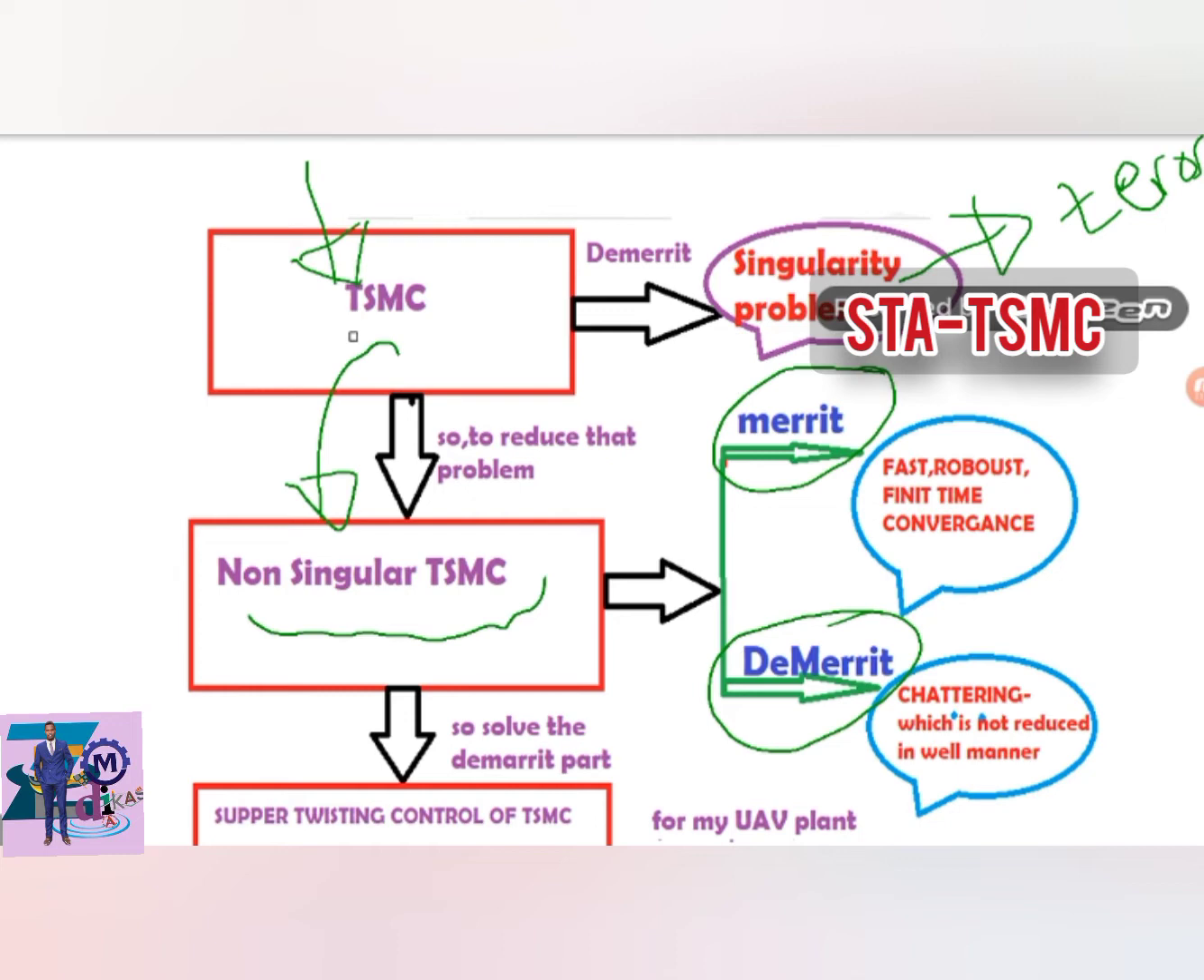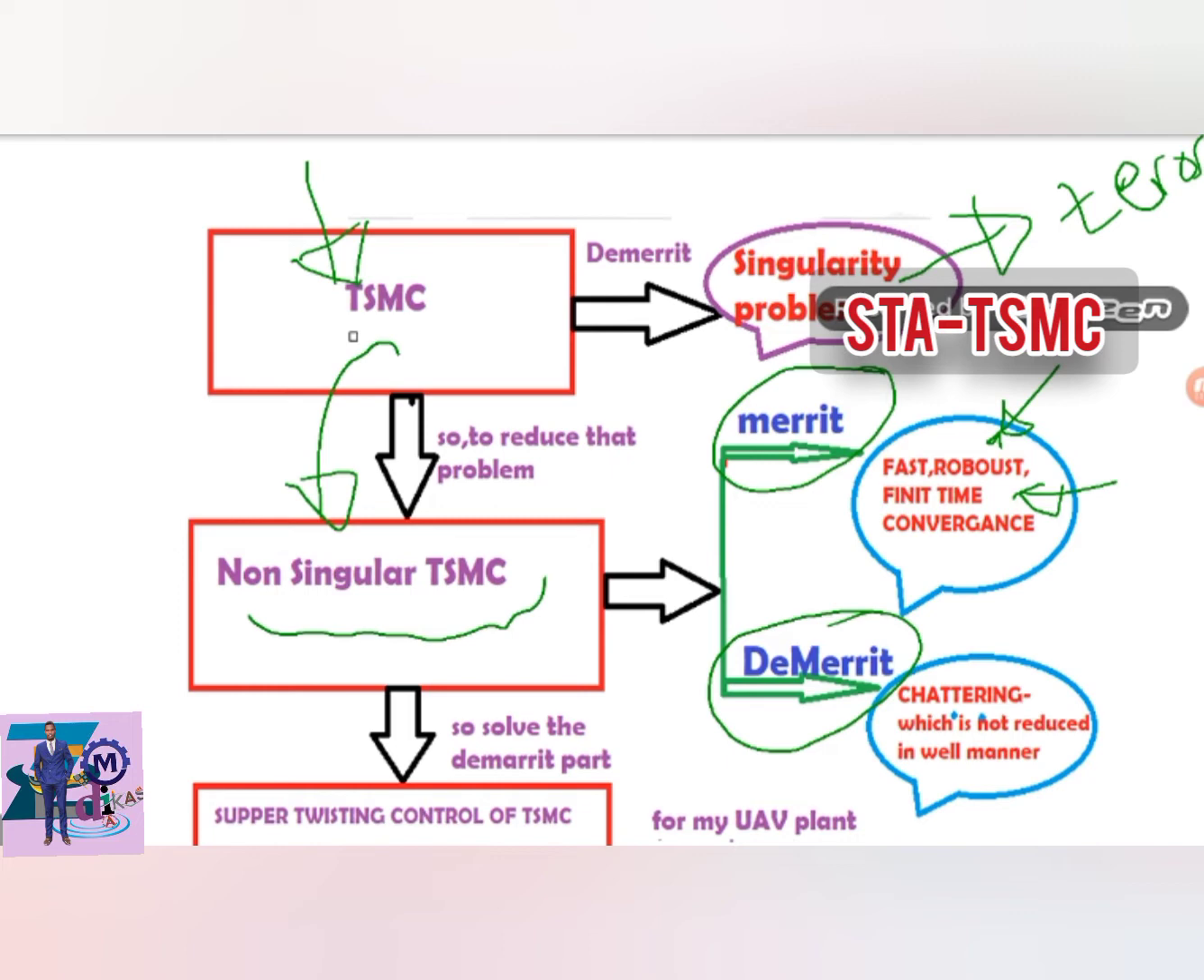just to give us robustness, and again we have finite time convergence. So our final output controller convergence is finite time, not infinite time, which is the so-called advantage or merit of this non-singular terminal SMC. Look here, it is robust, and again it has finite time convergence. These two things are the main advantages of the non-singular terminal SMC.